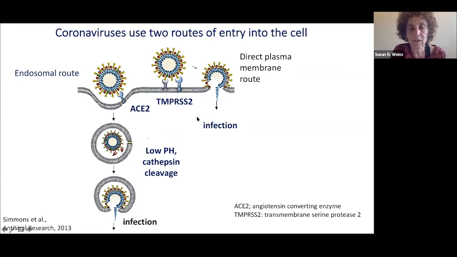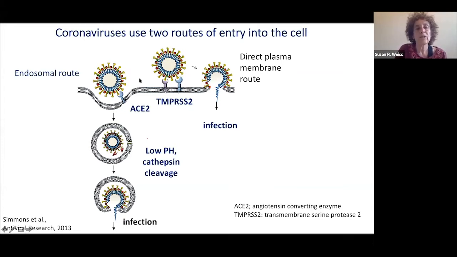Now, a recent paper I saw says that before this happens, the spike protein is actually cleaved by an intracellular protease, furin. So this route actually uses the furin cleavage route, and probably requires the furin site that I talked about that's present in SARS-CoV-2.